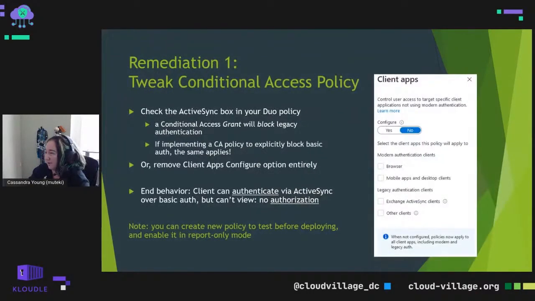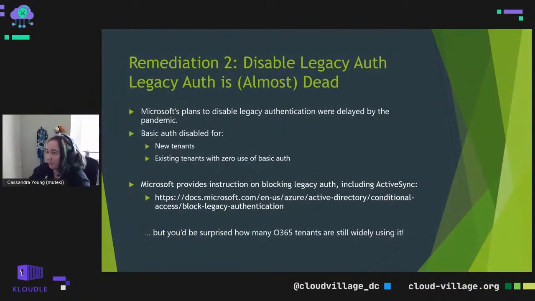So the first thing you can do to fix this is tweak the conditional access policy, just include everything. Again, it's much easier now that this has been reworked by Microsoft to do an implicit deny on the applications that don't meet the protocol. And the end behavior is the client can authenticate Activesync, and it looks like they can load an account, but they can't view anything, and they'll get a message saying you don't have access to anything, which is pretty cool too, and newer.